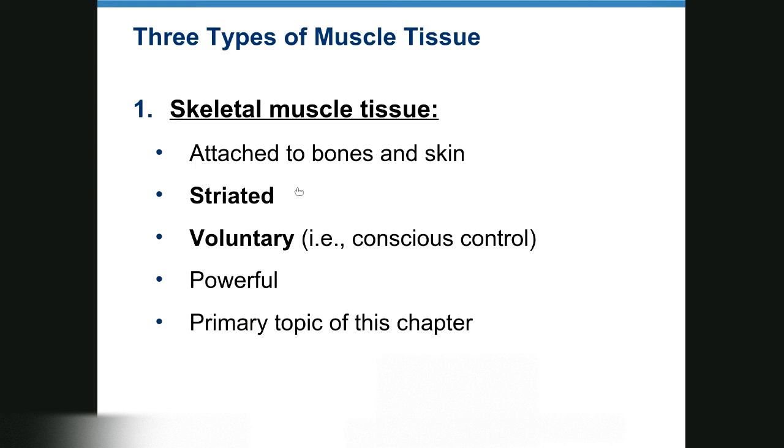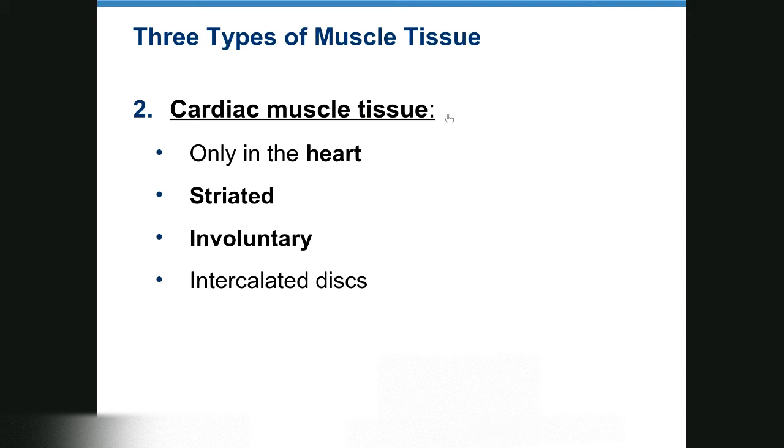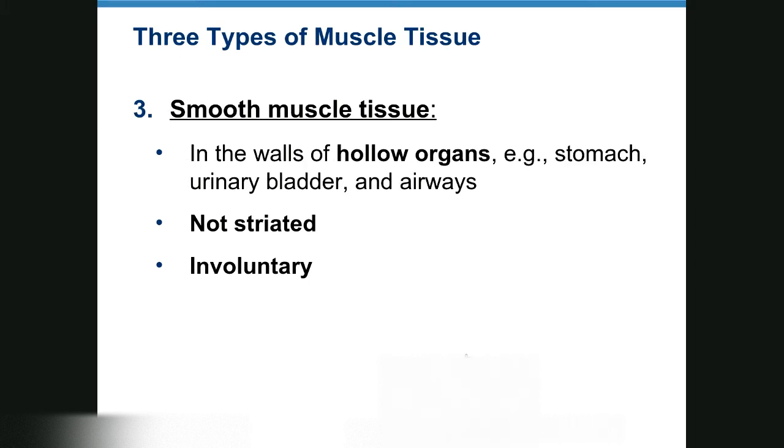It's striated, very powerful, and most of what we're going to talk about in this chapter is going to be skeletal muscle. Cardiac muscle has its own chapter later on next semester, only in the heart, striated, involuntary, and has intercalated discs that are their distinguishing characteristic. Smooth muscles, hollow organs, except of course the heart, stomach, urinary bladder, airways, not striated and involuntary.